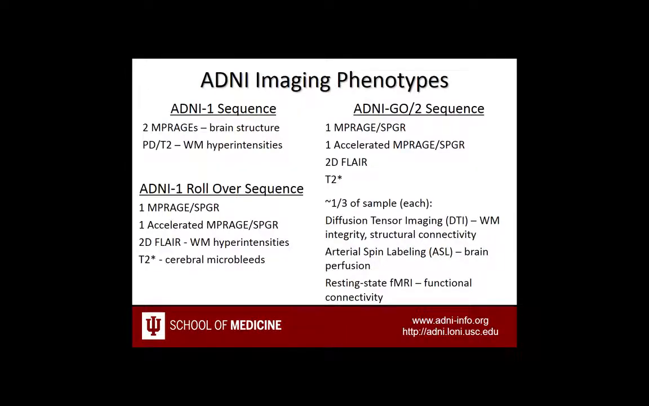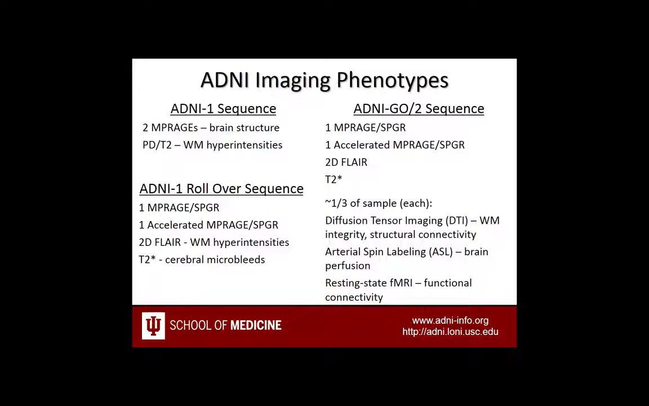And these are the imaging phenotypes. As I mentioned, they changed the sequences slightly. It's probably not super important because we won't necessarily be dealing with brain images directly. But the consistent things between ADNI1 and ADNI2 were that they did analysis of brain structure and of white matter damage in different ways.